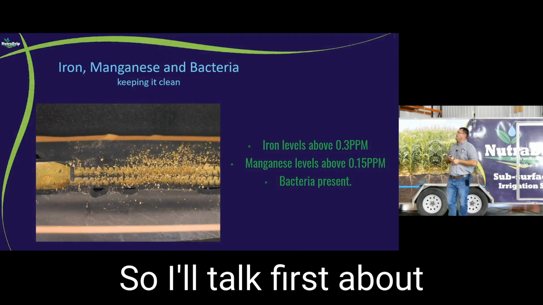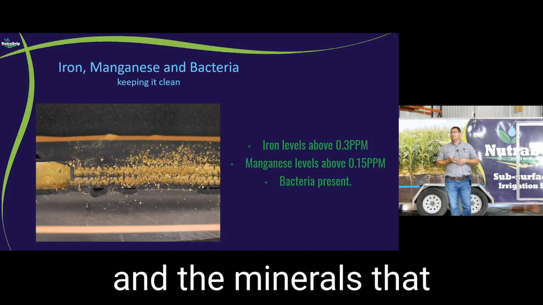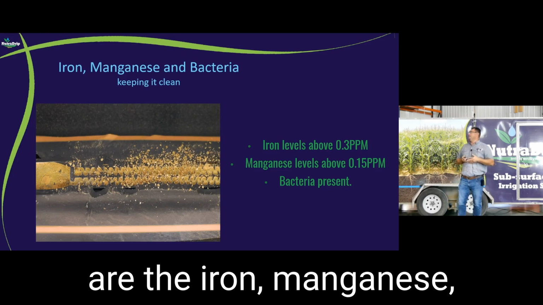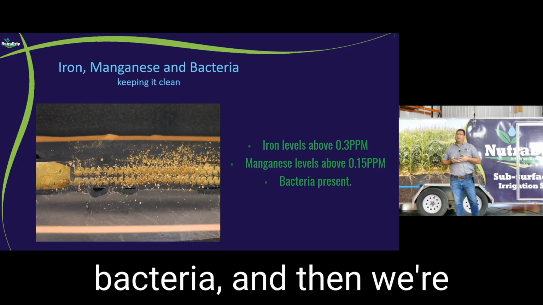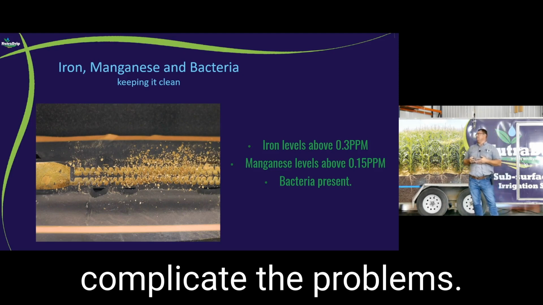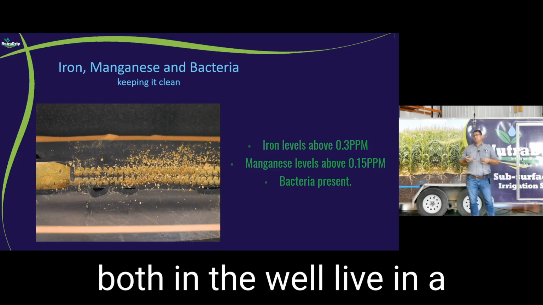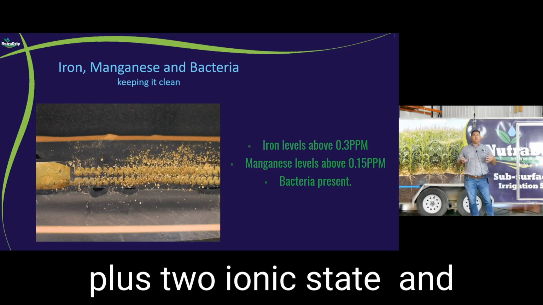So I'll talk first about keeping your lines clean. And the minerals that we're looking for here are the iron, manganese, bacteria, and then we're also going to be looking at bicarbonates because they complicate the problems. Iron and manganese, both in the well, live in a +2 ionic state.